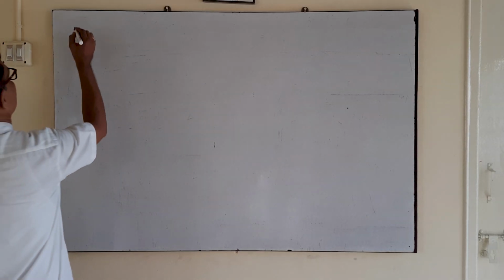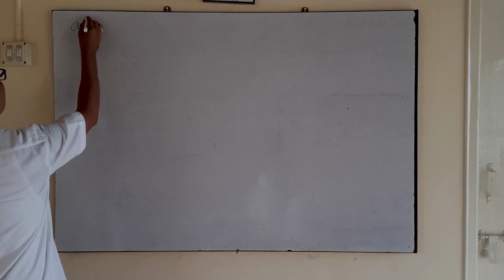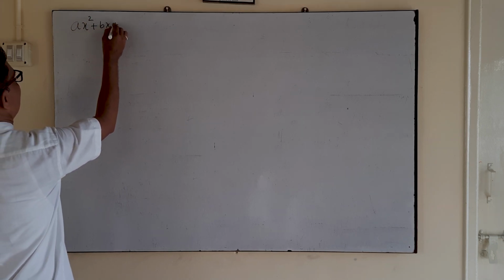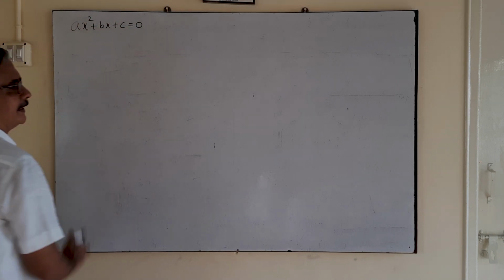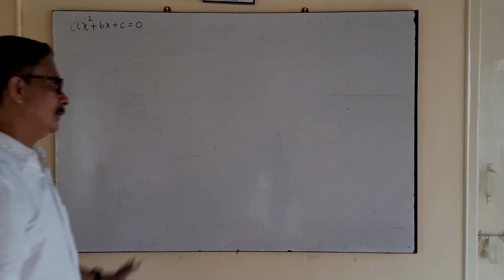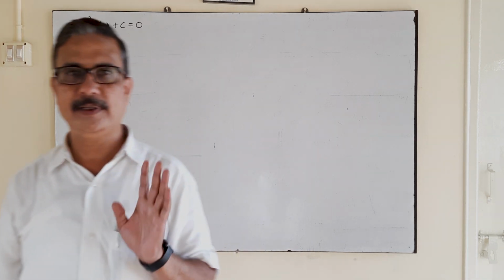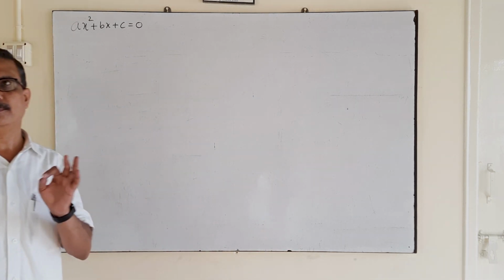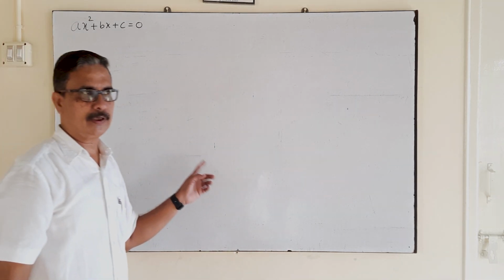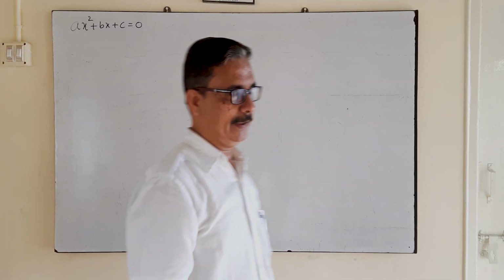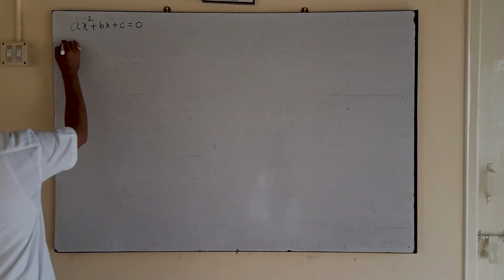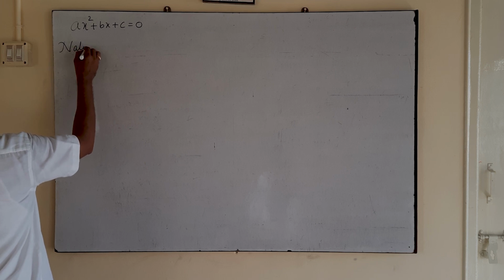Yes students, you know that the quadratic equation is ax square plus bx plus c is equal to 0. That is known as the quadratic equation. You know what the roots are. There are two roots, namely alpha and beta. The sum of the two roots is minus b by a and the product of roots is c upon a. Okay. Next result is nature of roots.